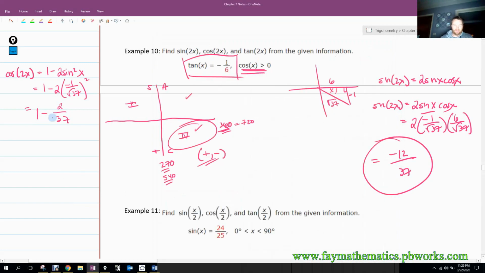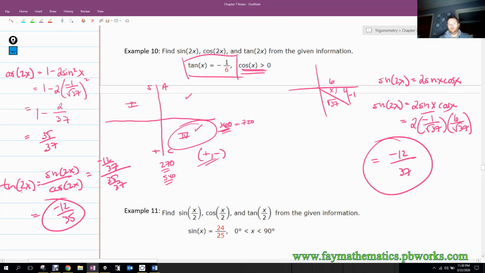Now this is the main reason I don't often use the tangent double angle formula. You could, but I'm not going to, because I know the tangent of 2x is the same thing as sine of 2x divided by cosine of 2x. And we just found sine of 2x was negative 12 over 37. Cosine of 2x was 35 over 37. So that tells me the tangent of 2x is negative 12 over 35. Just double check.